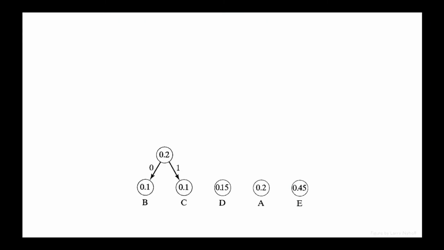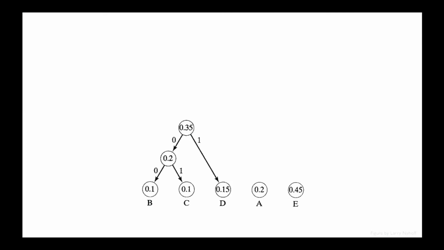So right now, we have a few candidates, 20%, 15%, and another 20%. So in this case, we have to break the tie. We can do it arbitrarily. We should just do it consistently. So in this case, I'll arbitrarily go with the one on the left. And I now merge the 20% and the 15% to give me a new parent called 35%, whose left child is again 0, whose right child is 1. And now we have just three trees in the forest.